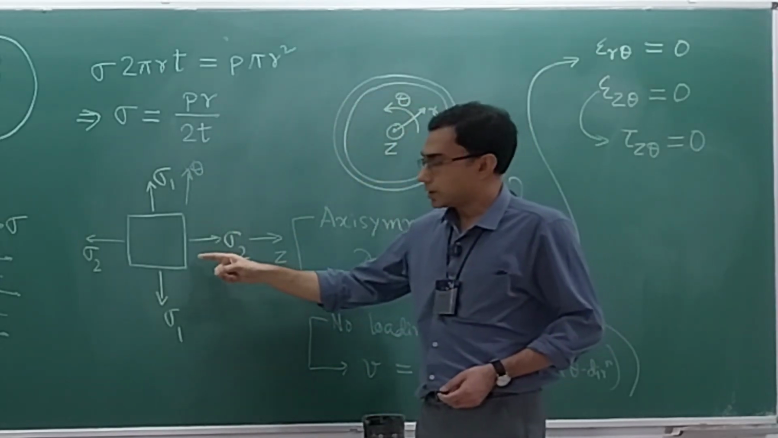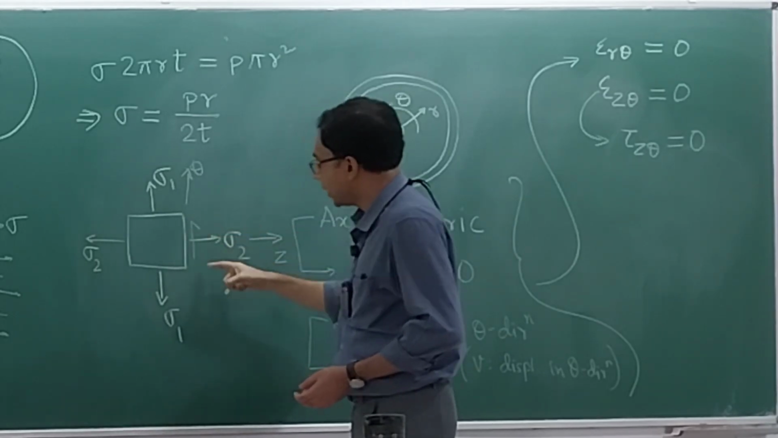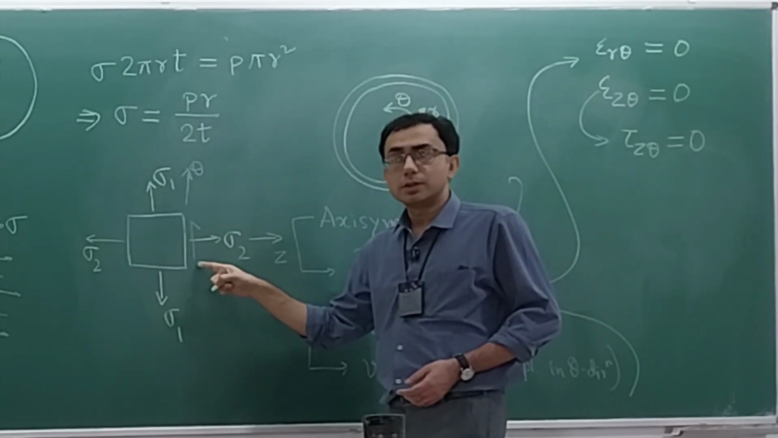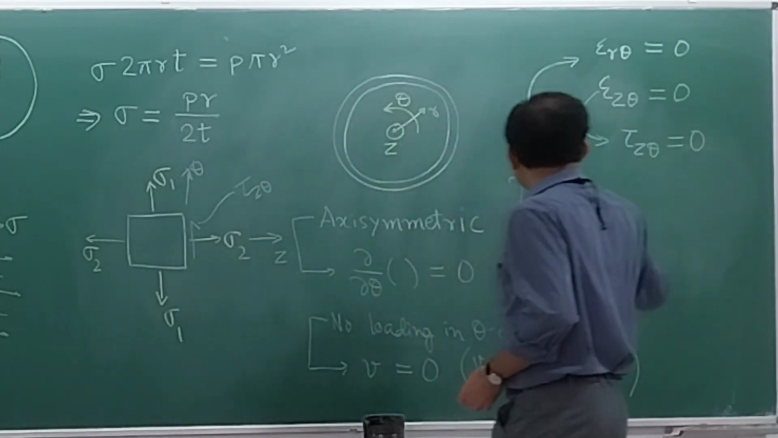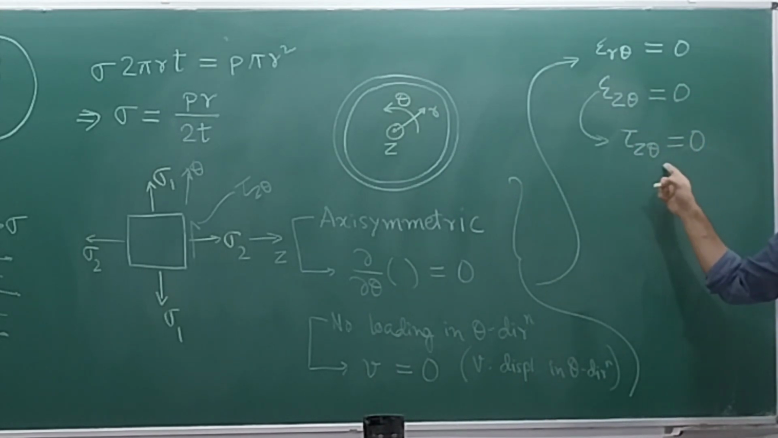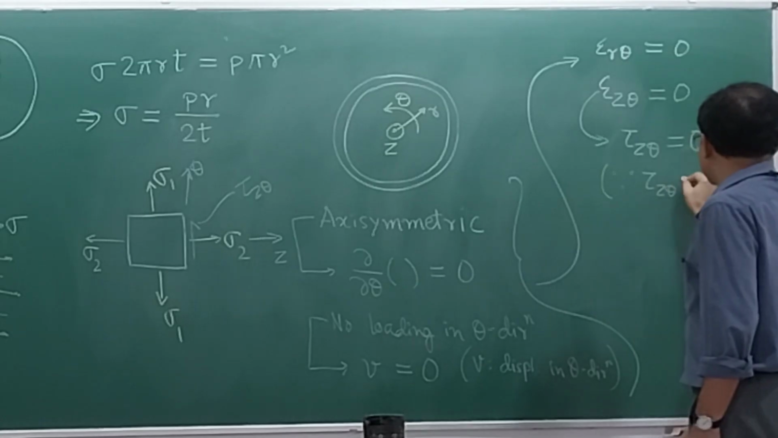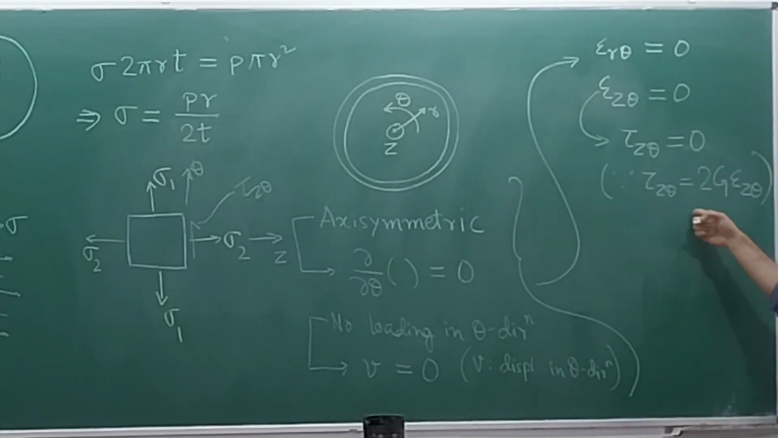So the shear stress, if I have to draw something like this, which component of the shear stress is this? This is tau z theta. You see here epsilon z theta is equal to 0, because of which tau z theta equal to 0. What is the relation I am using here? This is the relation: tau z theta is equal to twice g epsilon z theta. This is from the generalized Hooke's law.